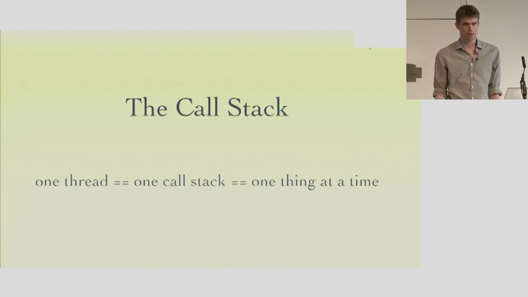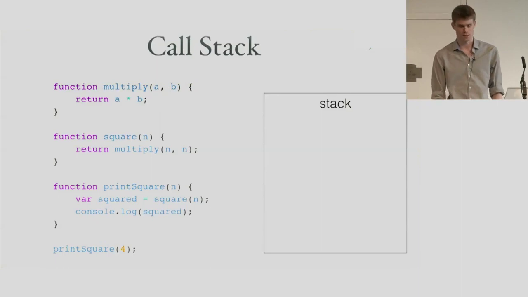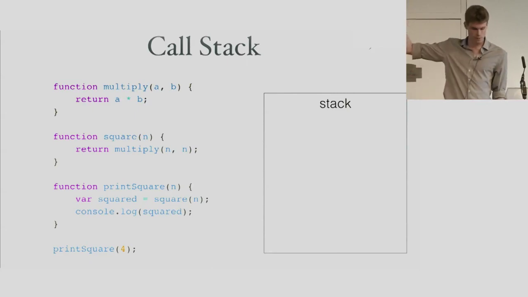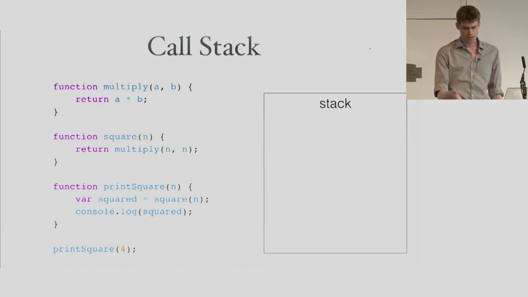So JavaScript is single-threaded, which means it has a single call stack, which means it can do one thing at a time. So for those of us like me who didn't do computer science, what is a call stack? So here's like a very simple bit of code, right? There's print square, a call to print square at the bottom. Print square calls square, which calls multiply. And the stack, or the call stack, is basically how the JavaScript runtime figures out what function am I currently working through, and when I'm finished with that function, where do I return to?